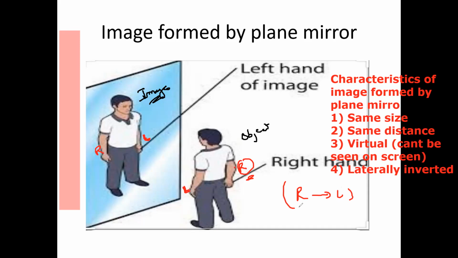So these are the characteristics of the image which is formed by a plane mirror. It is the same size, same distance, it is virtual. Virtual means it cannot be seen or taken on the screen, and it is laterally inverted. But these are the characteristics, so how is the image formed by the plane mirror? How can we explain?